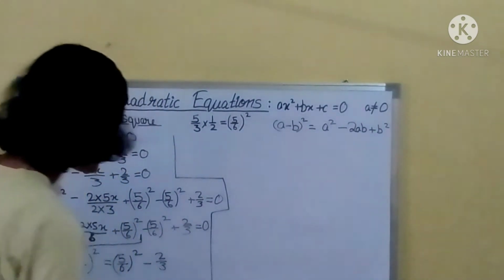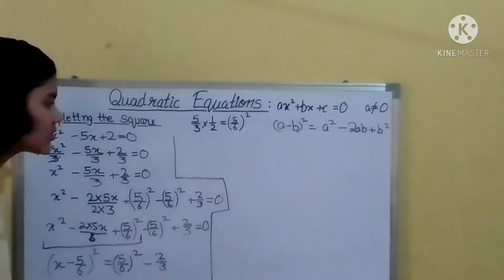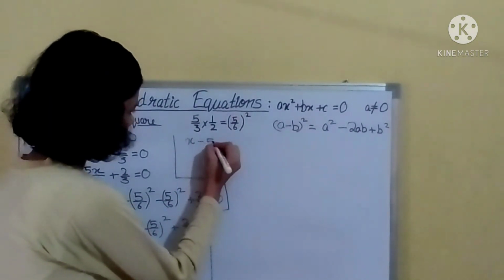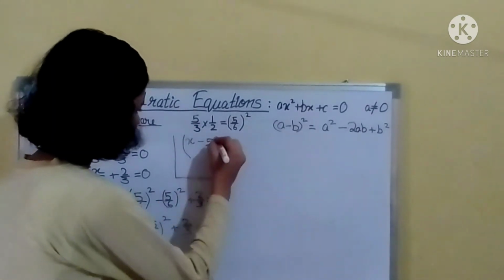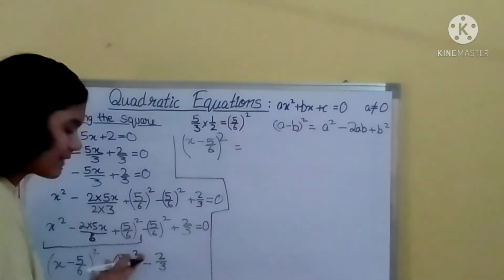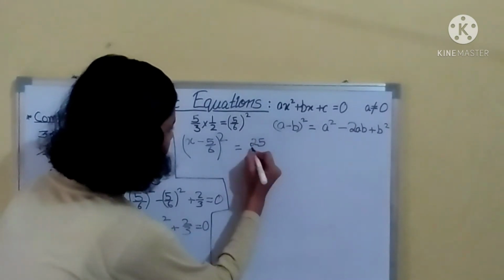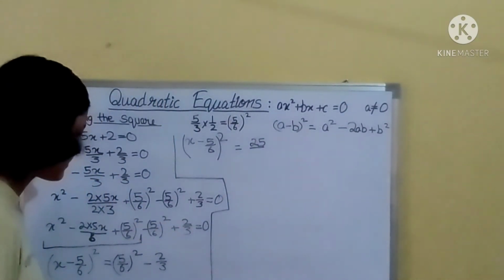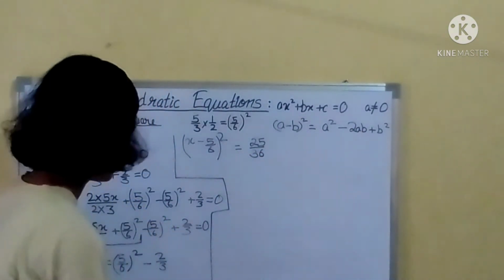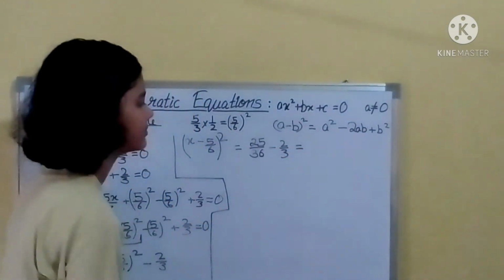Now what we have to do is open the bracket for 5 by 6 square. So now we will open the bracket. x minus 5 by 6 whole square is equal to 5 fives are 25, and 6 sixes are 36, minus 2 by 3.